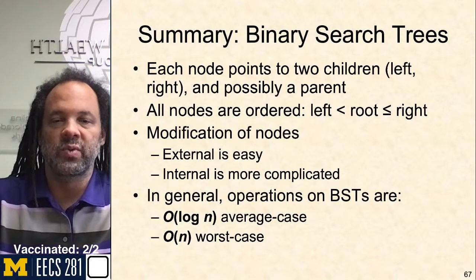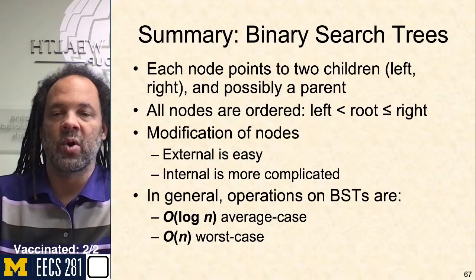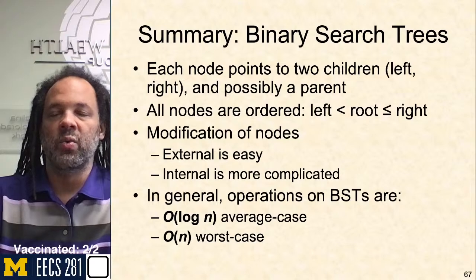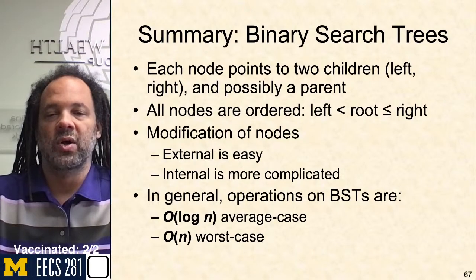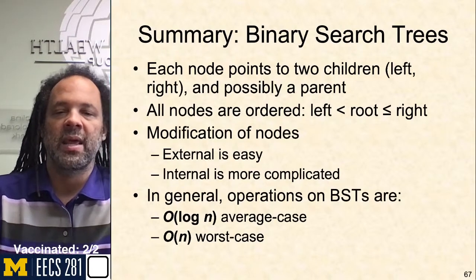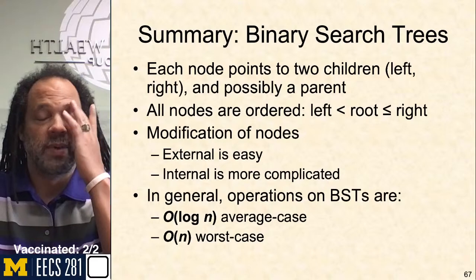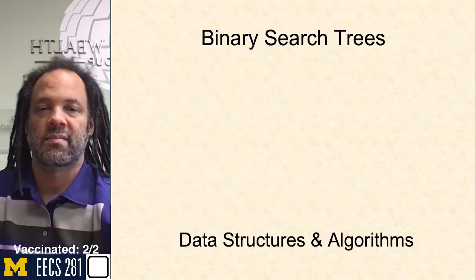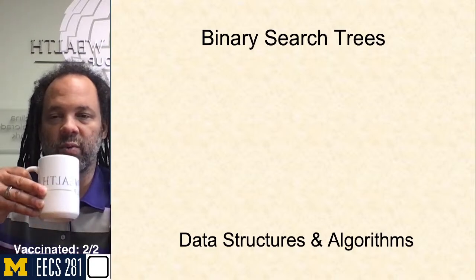The modification of nodes was pretty easy when we're working externally, and the more internal the node became, the more complicated it got. So that was something that we learned about. And in general, we know that our BST operations now are totally based on the height of the tree. So average case, we end up with a height somewhere between log n and 2 log n. And the worst case is when we've got a stick and we can have things as a linear search. Then we've got a tree that just goes straight down, and we spend n time on that. That's our binary search trees. We're happy about them. They do good work for us.